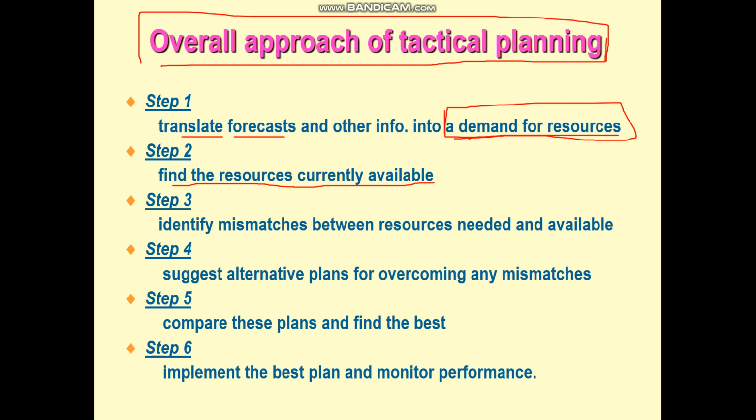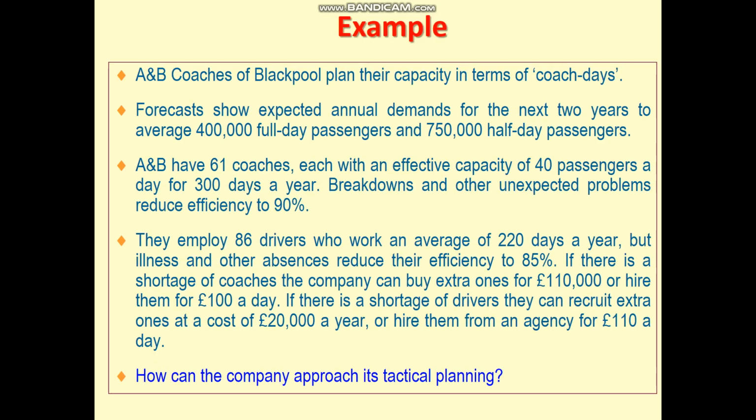So the first step, we determine the resource needed, the demand for resource based on the forecast. And the second step, we find the available resource. Then we identify the mismatch or the gaps between the resource needed and the available resource. And then we will suggest alternative plans for overcoming the gaps or the mismatch. And then we compare these plans and find the best. And then we implement the best plan and monitor the performance. And basically, these 6 steps are quite similar to the capacity planning. Okay.